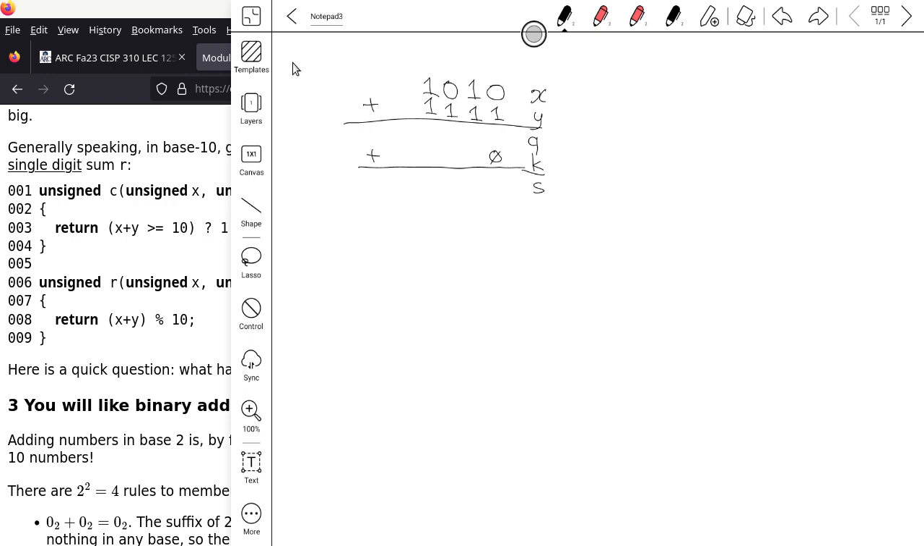Do you use the R function? The R function? And what does the R function look like for binary numbers?